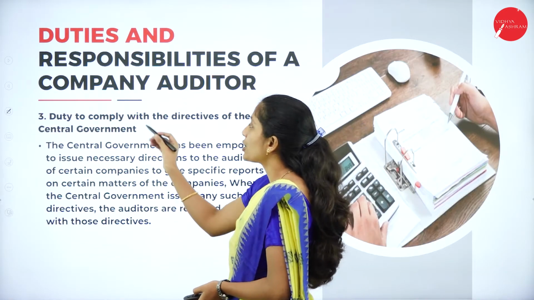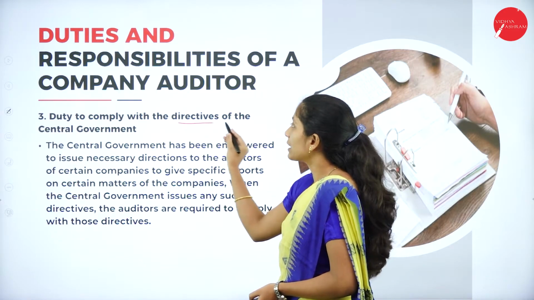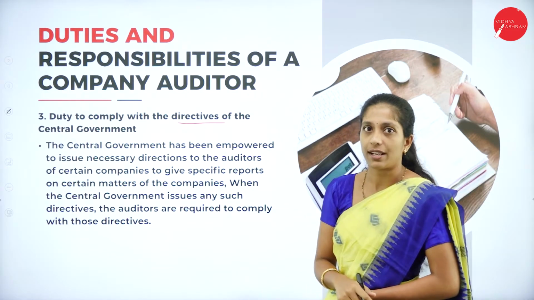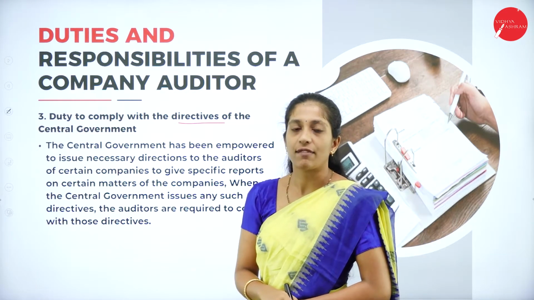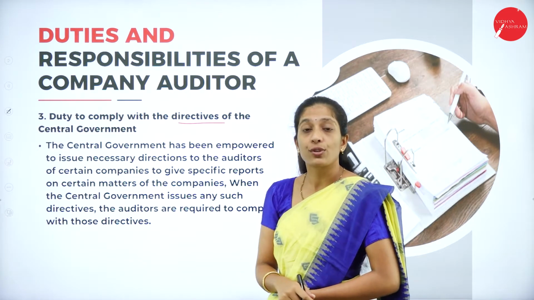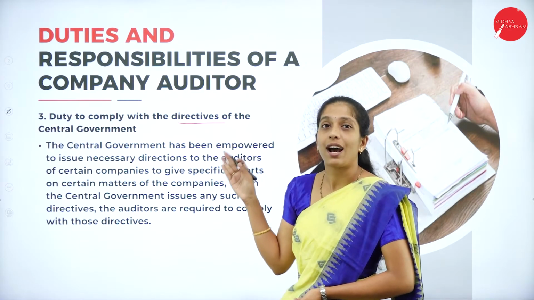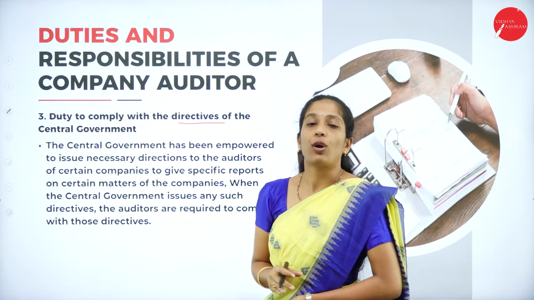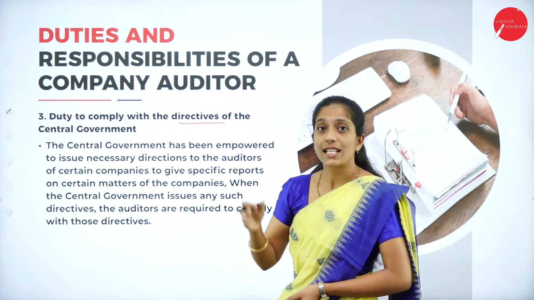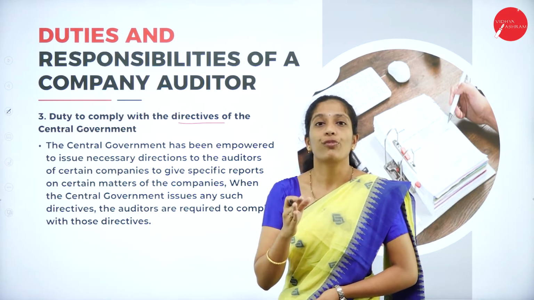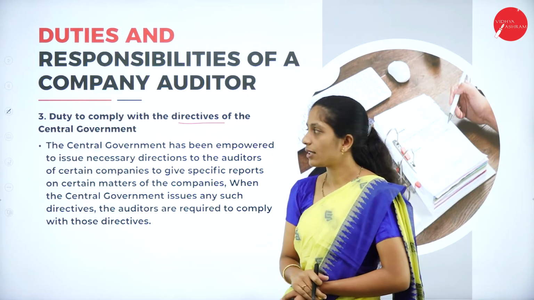And the next one is the duty to comply with the directives of the central government. Certain times the central government will also give or provide some information to the auditor. During that situation, the auditor has to follow that information from the central government. So it is a duty of an auditor to follow the instructions of the central government.